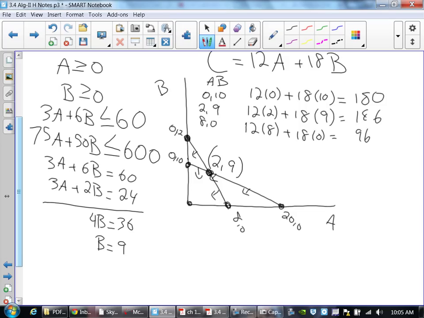Are we finding the maximum? Yes. We worked one of them, and this would be 180. This is 162, and 162 plus 24 is 186. Yeah, I got 186 and 180. So your best bet is to get 2 of one and 9 of the other. That'll give you the most storage capacity.